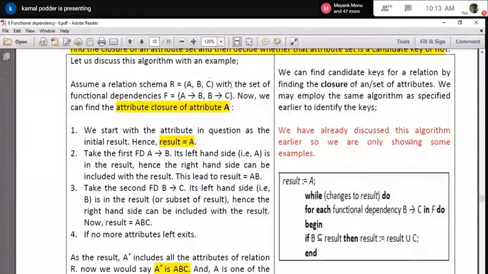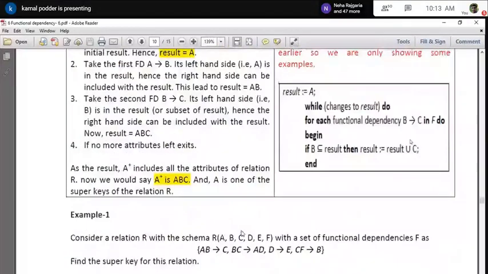That means all the attributes. What does it mean? All these attributes ABC depend on A. That means A is nothing but a candidate key. Actually, you should not very easily say that A is a candidate key. In this case you can, because A is a minimal set, because A is only one attribute, so you can say it is a candidate key or super key.